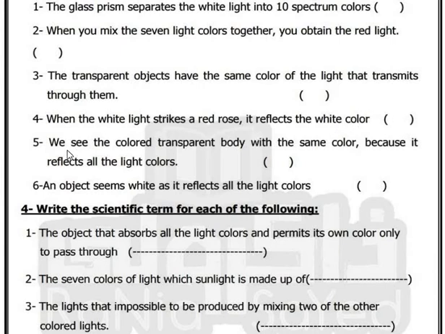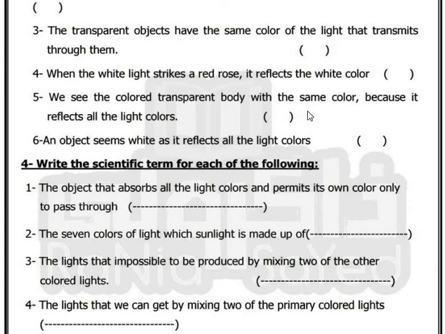طب we see the colored transparent body with the same color. أنا بشوف الترانسبيرنت اللون بتاعها because it reflects all the light colors. هي بتعمل reflect لكل الcolors, هي transparent. أكيد طبعا هي بتعمل absorb all light colors and allow its own color only to pass through it. يبقى دي بالنسبة لي false. An object seems white. الأوبجكت أشوفه باللون الوايت because it reflects all light colors. الوايت بيعمل reflect لكل colors.